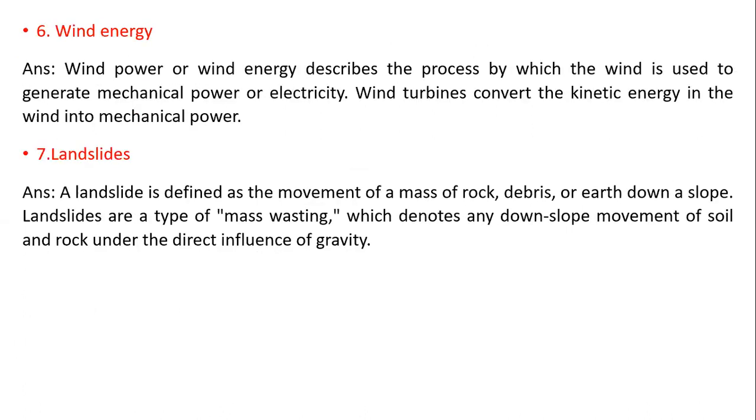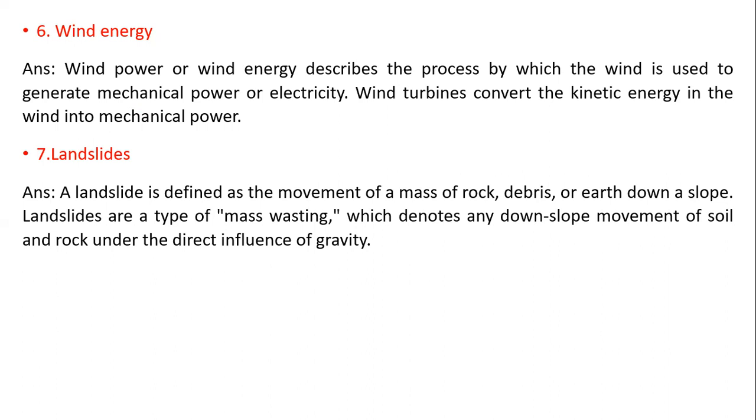So next we go to the sixth question. What do you mean by wind energy? Wind power or wind energy describes the process by which the wind is used to generate mechanical power or electricity. So it's a process of generating electricity by using the wind energy or the wind power. This is basically done through wind turbines, which convert the kinetic energy into electrical energy. So this is how the energy is generated, and this is what is called wind energy.